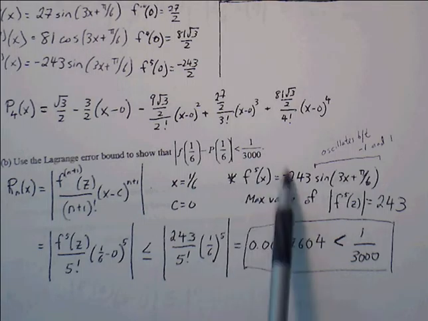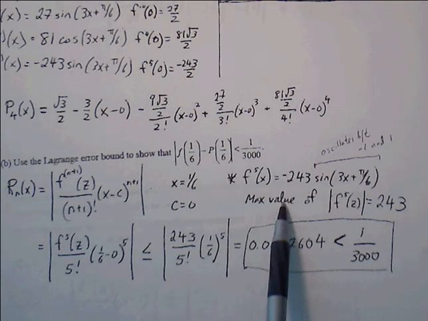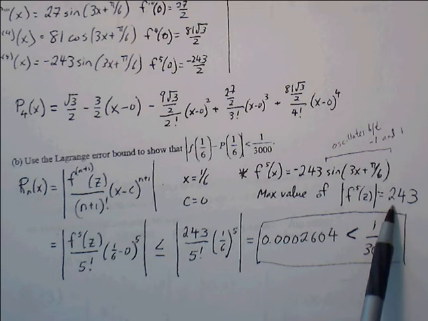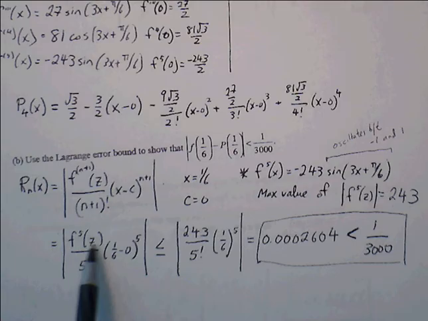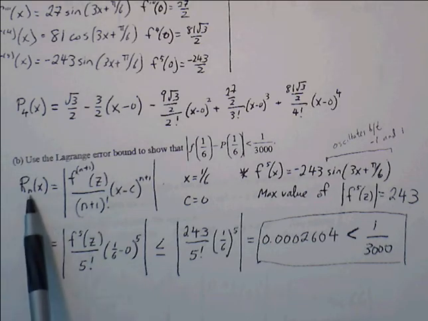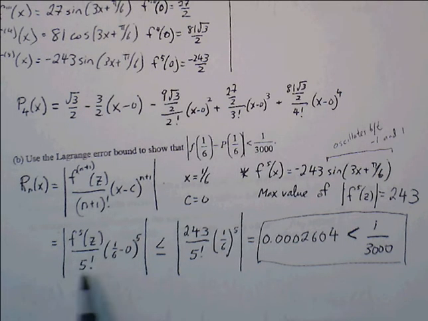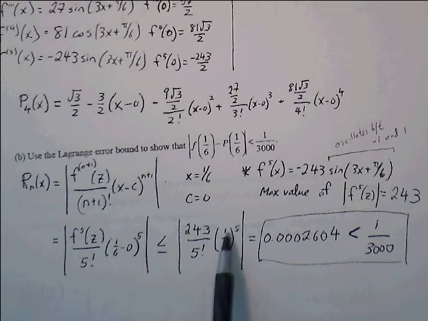So we know that the 5th derivative will have the maximum value of 243. There's no way that it can ever get greater than 243. So that'll be a safe upper bound. So 243 will be a safe upper bound for the 5th derivative value at z. We're trying to find out what is the maximum ceiling for the error, and we want that maximum ceiling to be less than 1 over 3,000. So the ceiling for the error is 243 over 5 factorial times 1/6 to the 5th.